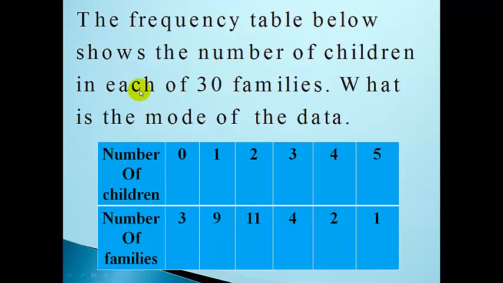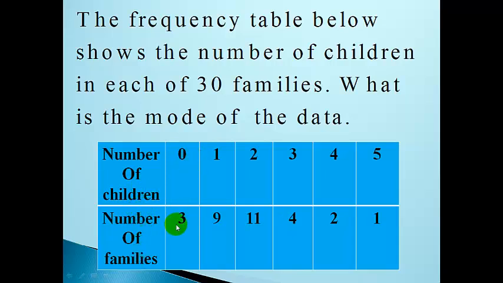Now let's consider this example. The frequency table below shows the number of children in each of the 30 families. What is the mode of the data? Now we have the number of children and we have the number of families.